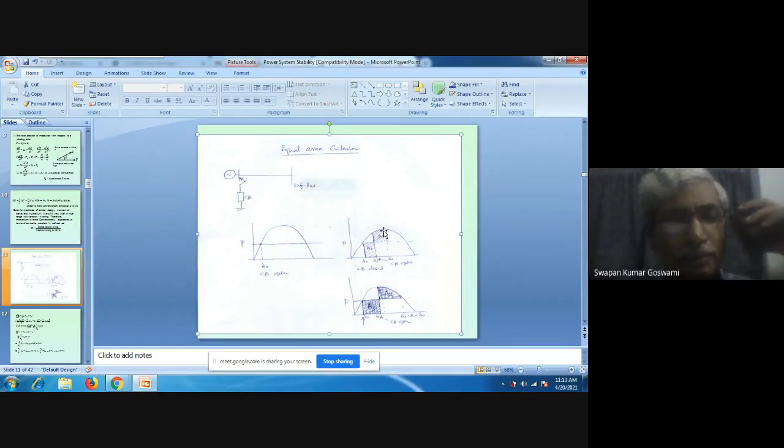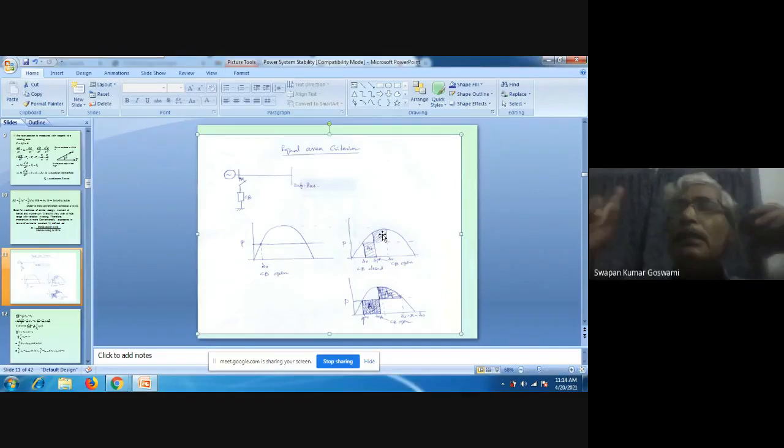Am I clear? That means synchronous speed can be restored if and only if any extra energy which is given by A1 has been completely extracted out of the rotor. And as soon as this energy has been extracted, the synchronous speed will be restored. That means A2 will become equal to A1. Am I clear? Is it clear?